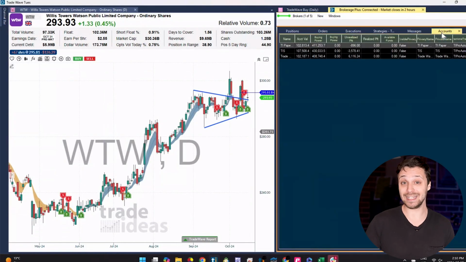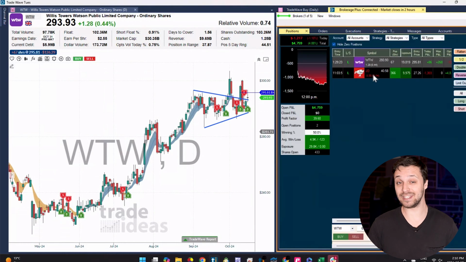Alright, now that we've seen what real users say, let's dig into the features, because this is where these platforms really separate themselves. So whether you trade momentum, breakouts, or long-term setups, each one has something unique that might give you an edge. With Trade Ideas, the Trade Wave feature was a game changer for me.